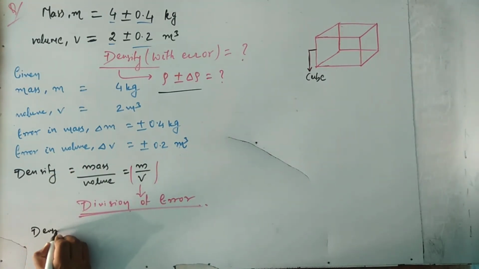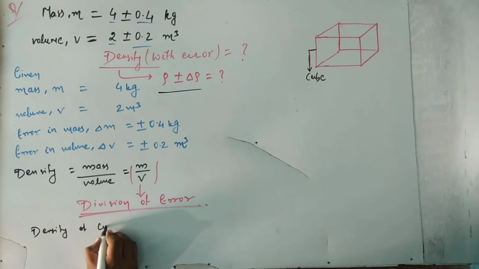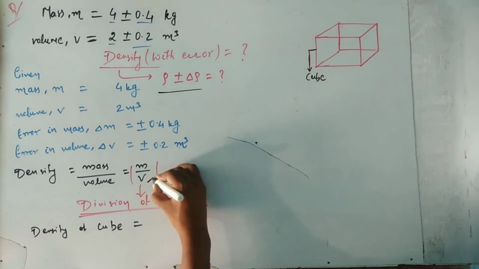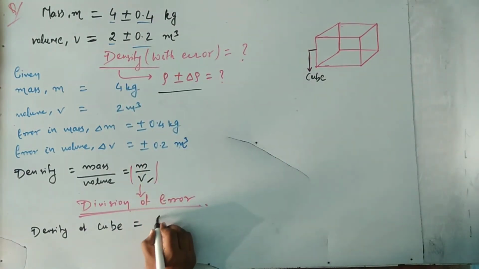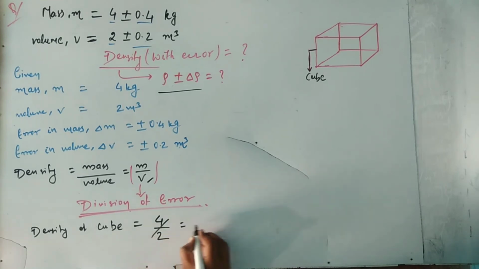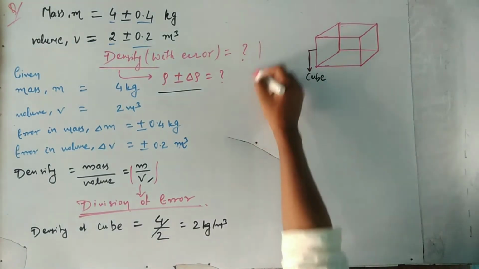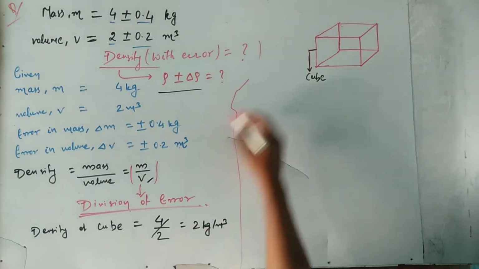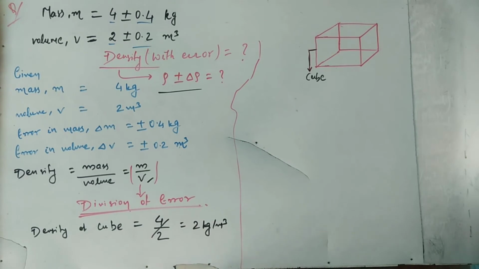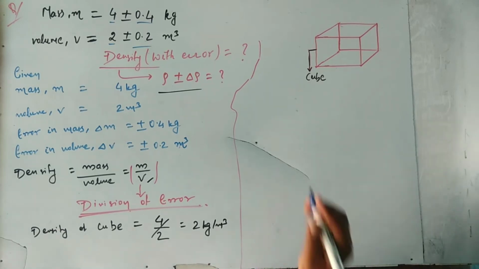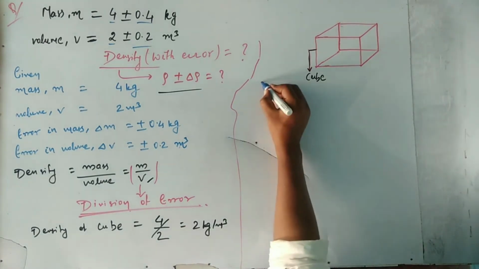First we find the density of the cube. So density of cube is equal to m by v, which is 4 by 2, equal to 2 kg per meter cube. That is density of cube, and it is rho. Now we will find the del rho.